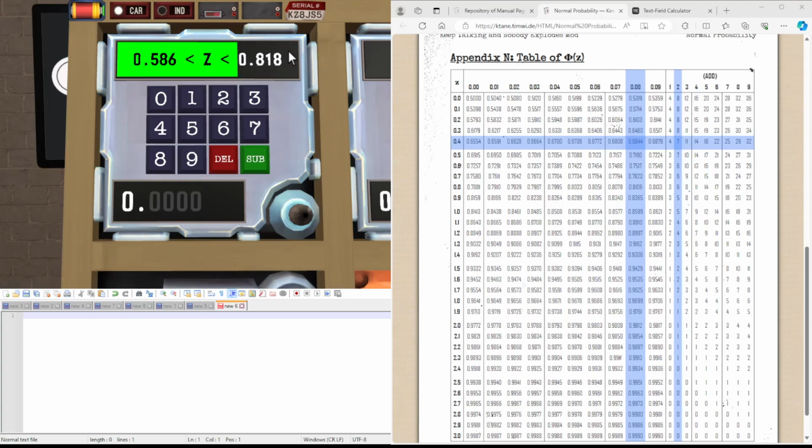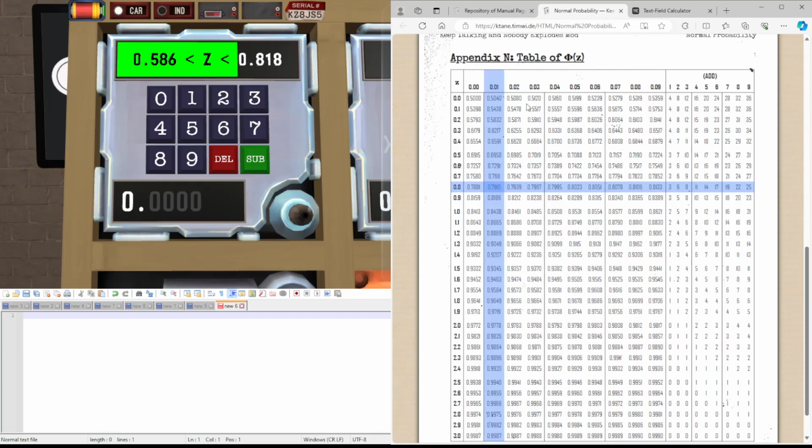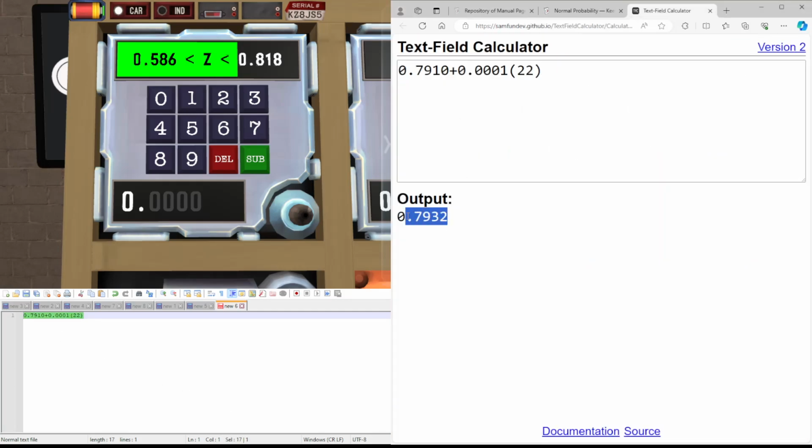So this right hand side is easy. We could just do as if the left hand side isn't there. So 0.818, we have 0.7910, and then we're going to be adding 0.0001 times 22. So we get this. Keep hold of this number, because of course we now have a lower bound as well.